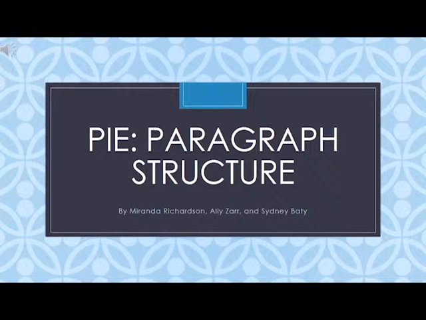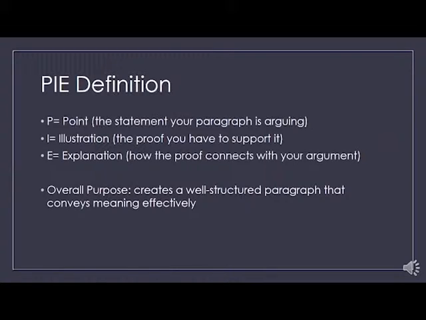Today we will be explaining pi paragraph structure. Pi is the acronym for an ideal paragraph structure. P stands for point. What is it that you're going to argue? And it's also known as the topic sentence. I is for illustration. It's the proof or citations that back up your point. And E is the explanation, or the connection between your illustration and the point to your larger thesis. Together, these three create a well-structured argument and should be used for the body paragraphs of your paper.